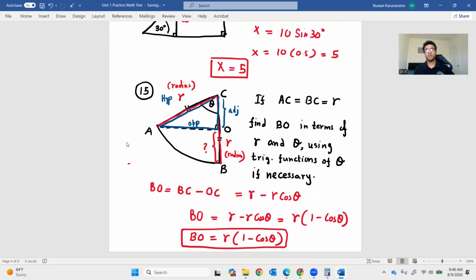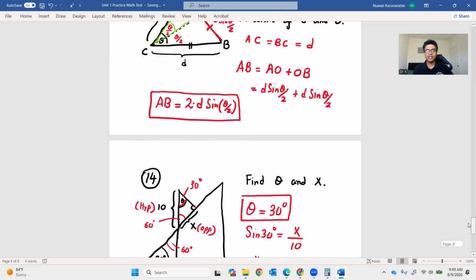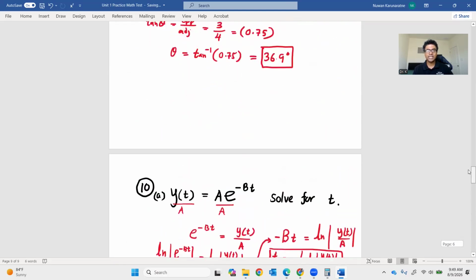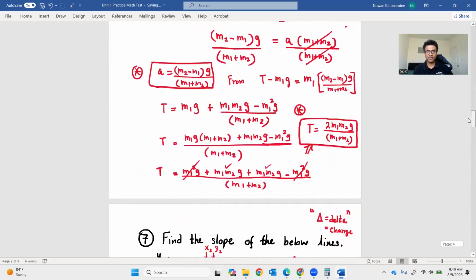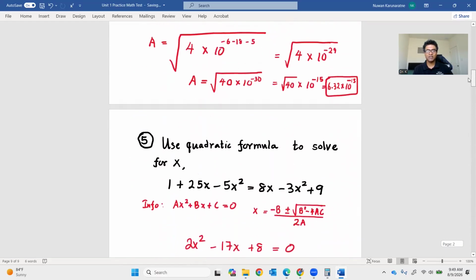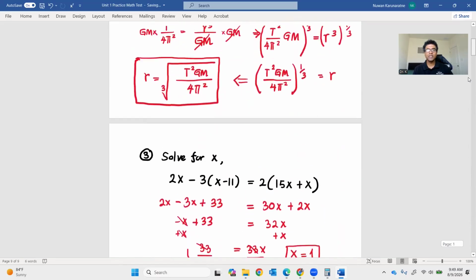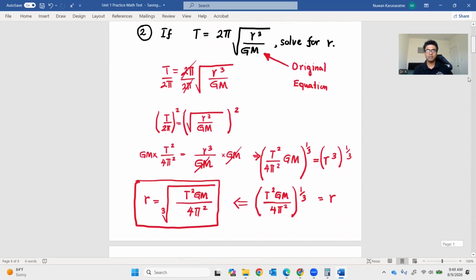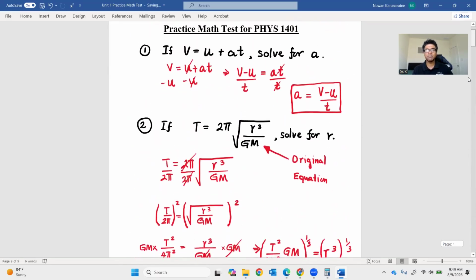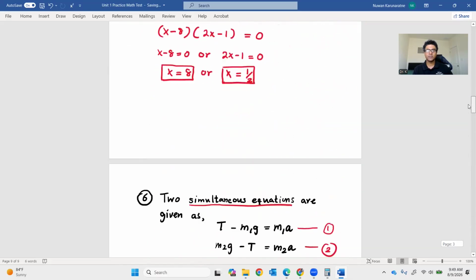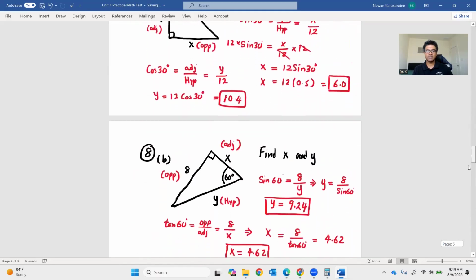So I did 15 practice problems. Practice these problems again and again, because for the actual math test, you will see similar problems. I'm not saying identical problems, but similar problems. So you should know all these things.